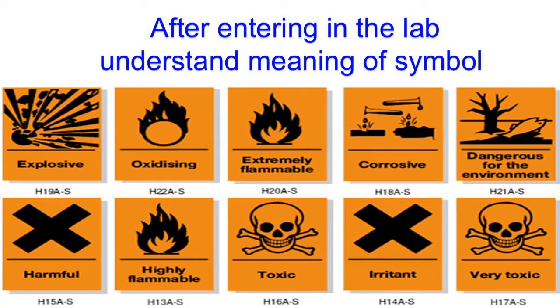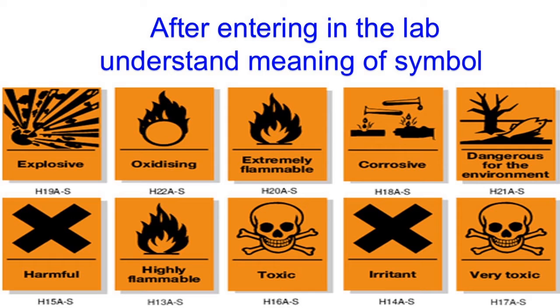But without observing that symbol, we are using sanitizer. So extremely flammable and highly flammable both have the flame symbol. The next one is the corrosive symbol. In corrosive, one test tube is there, and from the test tube some drops are coming out. If a corrosive chemical falls on our hand or on our skin, it damages the skin. So if a chemical is corrosive, that symbol is there on the bottle.